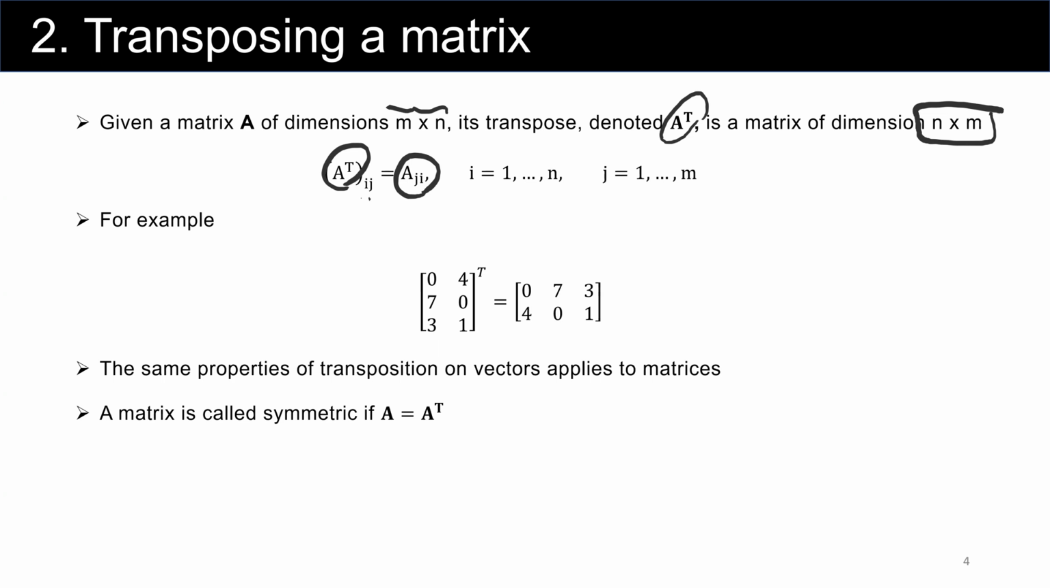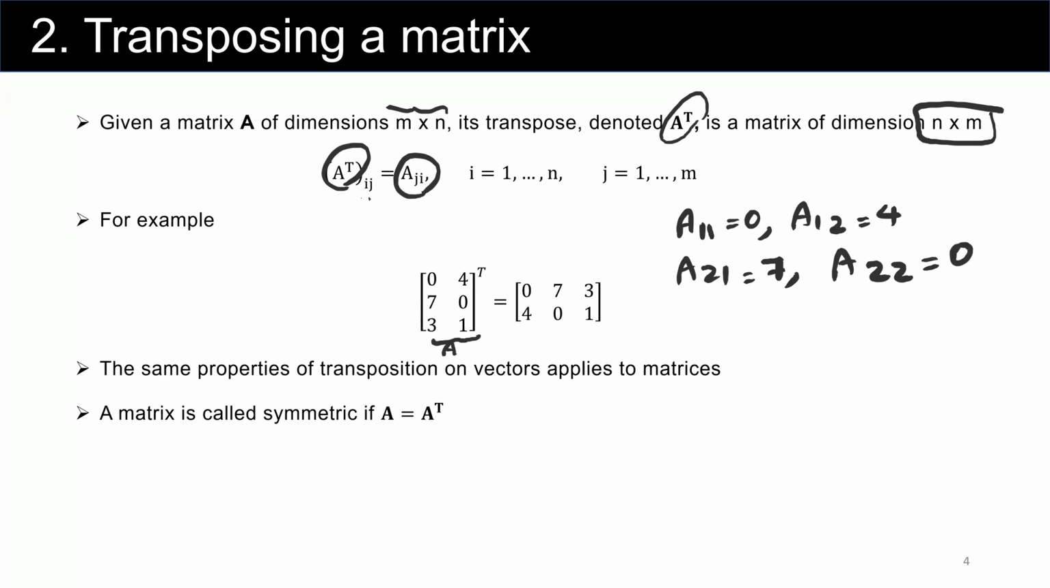So this is our matrix A. A11 is equal to 0. A12 is equal to 4. A21 is equal to 7. A22 is equal to 0. A31 is equal to 3. And A32 is equal to 1. So now we want to find the elements of the A transpose matrix.